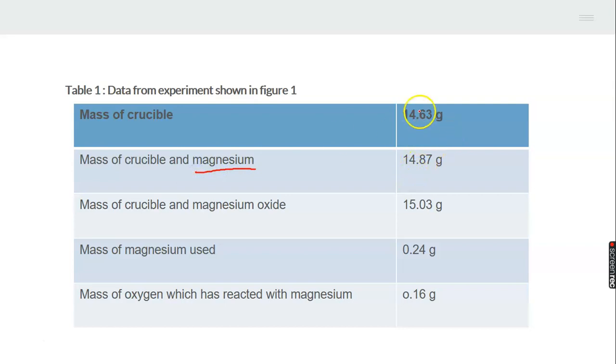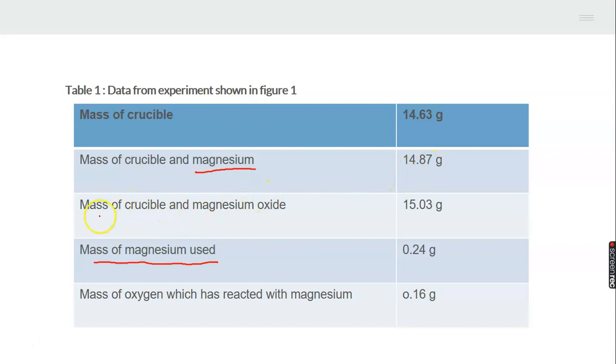So definitely you can get the mass of magnesium ribbon from this. If you deduct the mass of the crucible from the mass of crucible and magnesium, it will give you the mass of magnesium used, which is this one I put here. So that's 0.24. Definitely, if you add 0.24 to this, it will give you what?